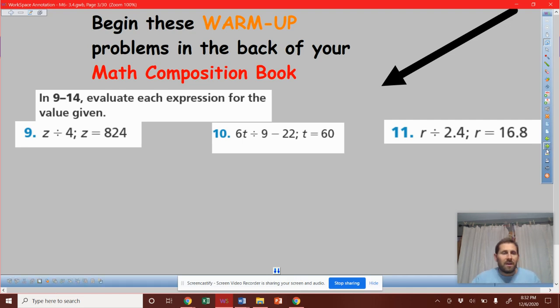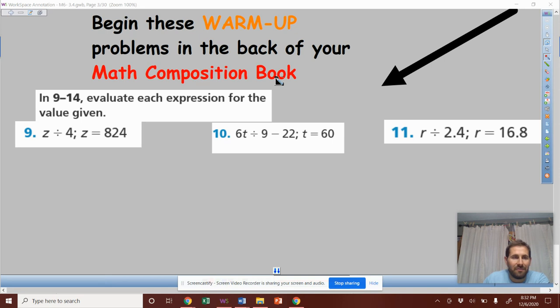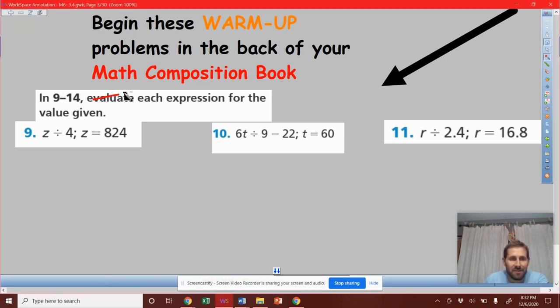Here's our warm-up for today. Put this in the back of your comp book. What we're looking at is evaluate each expression for the value given. So remember, evaluate's just a fancy word for us just to say solve this.